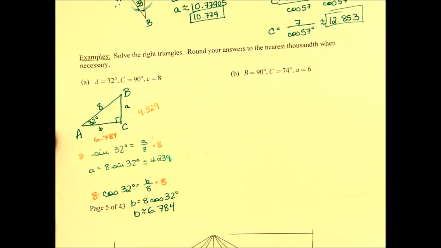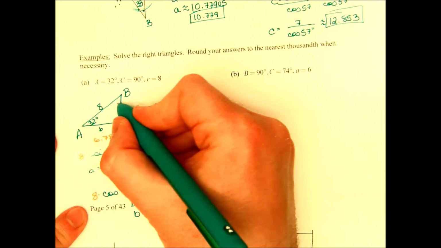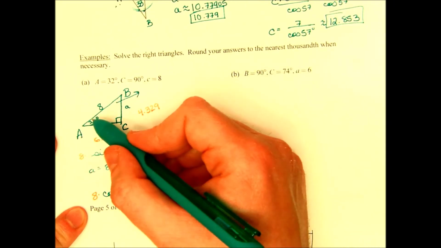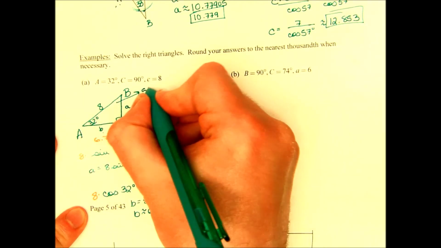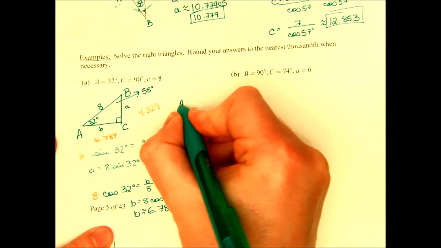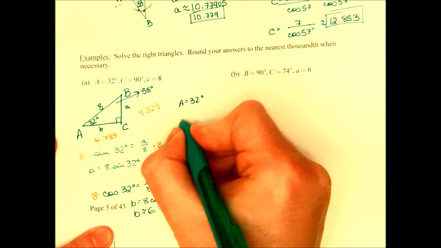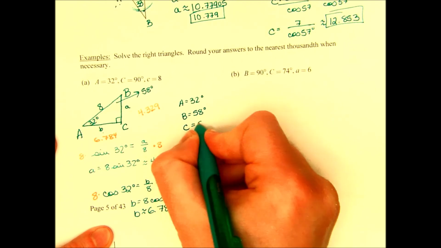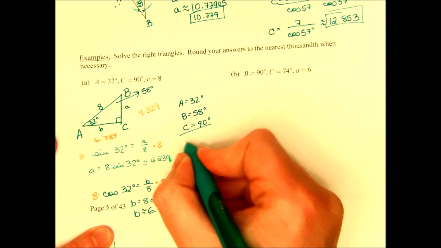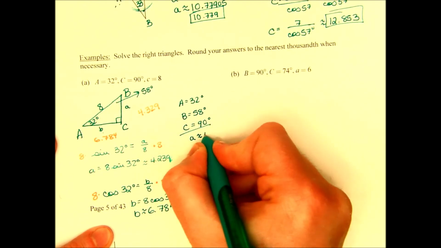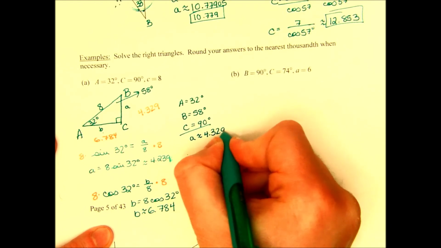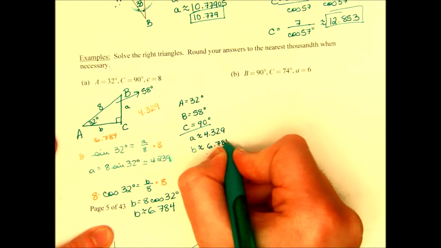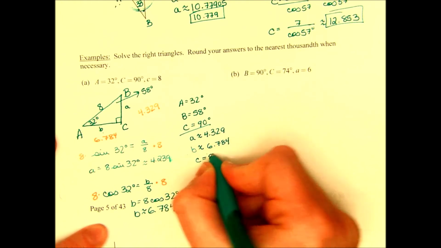Oh, and actually, I forgot to do the easiest part. I forgot to find the missing angle. Well, 180 minus 90 is 90, minus 32 is going to give you 58 degrees. So I know capital A is 32 degrees, capital B is 58 degrees, and capital C is 90 degrees. Little a, then, I found to be 4.329. Little b, I found to be 6.784. Little c is 8.